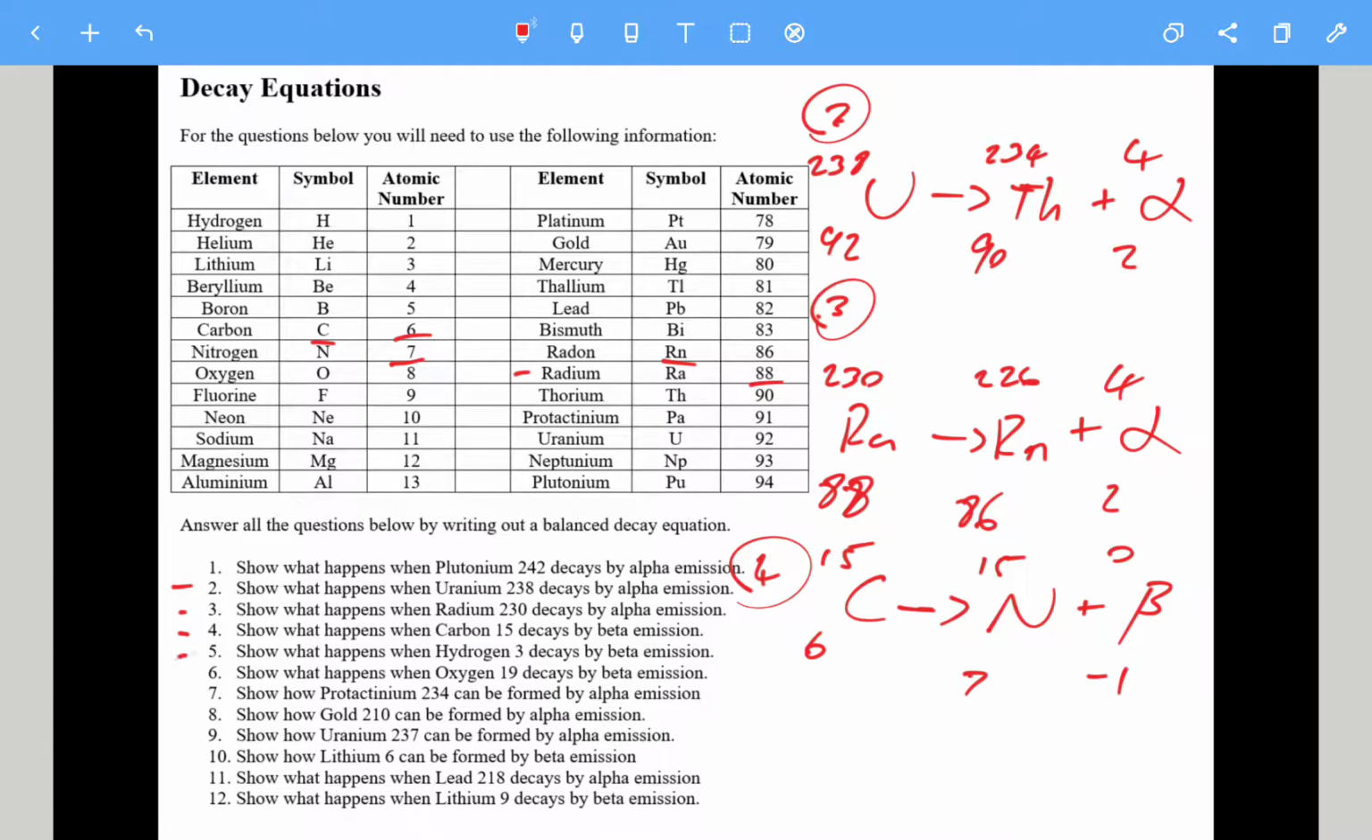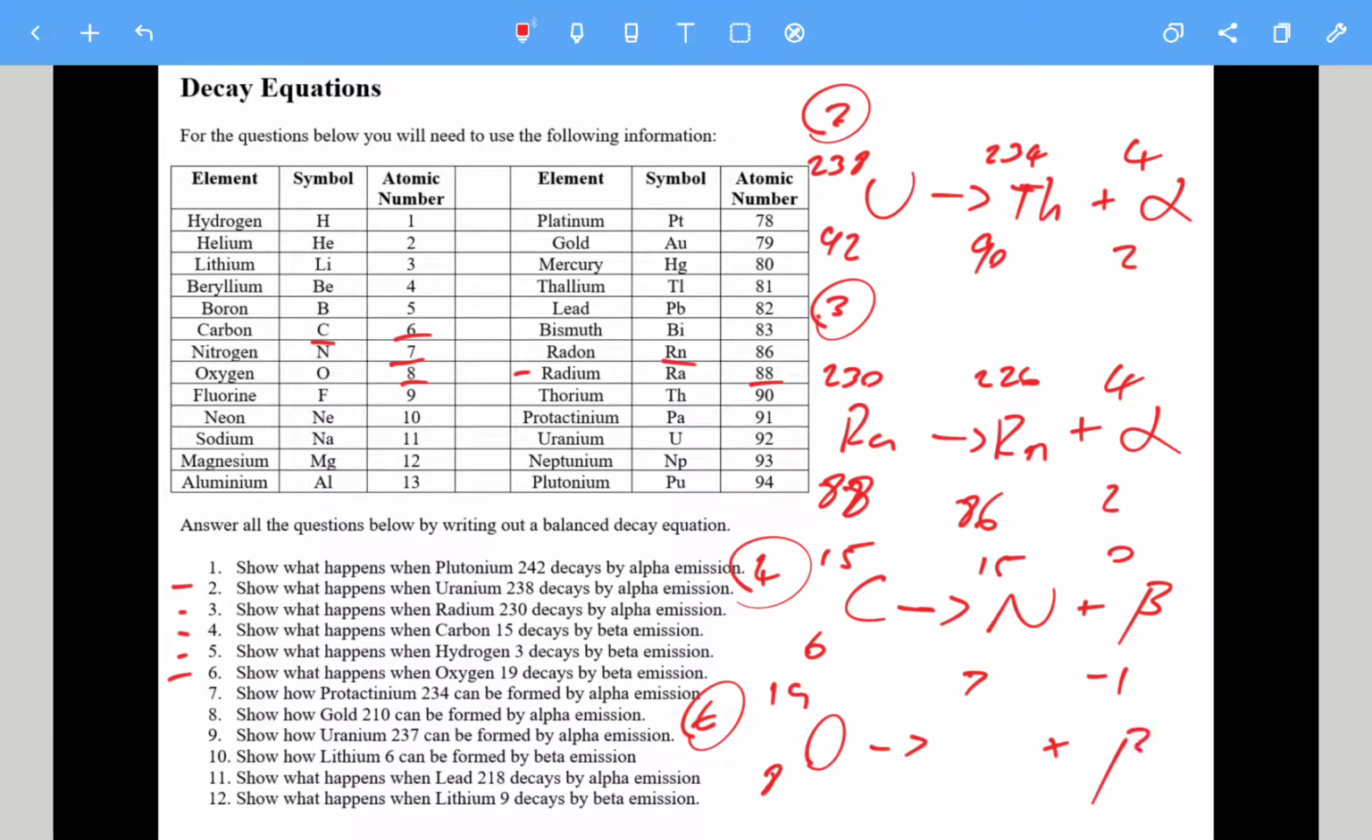Okay, so we did 5 as an example, so let's look at number 6. Show what happens when oxygen-19 decays by beta emission. So oxygen-19 has a proton number of 8. It decays by beta emission.